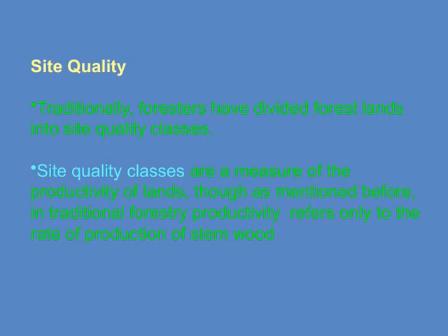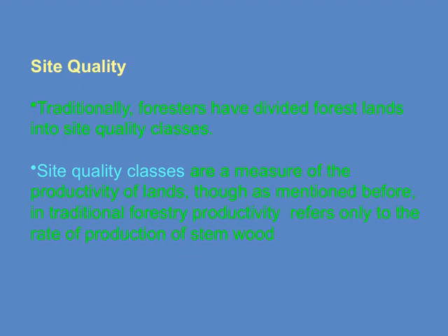Today, we're going to talk about site quality. Traditionally, foresters have divided forest lands into different site quality classes. These classes are essentially a way to categorize how productive a piece of land is. Now, when we talk about productivity in forestry, we're usually referring to how quickly and how much stem wood a site can produce. So, in this context, site quality gives us an idea of how well a particular land can support tree growth, especially in terms of timber production.